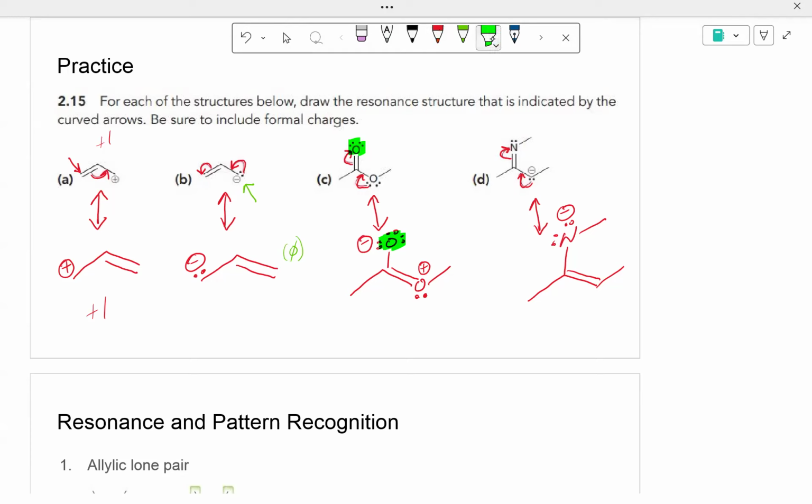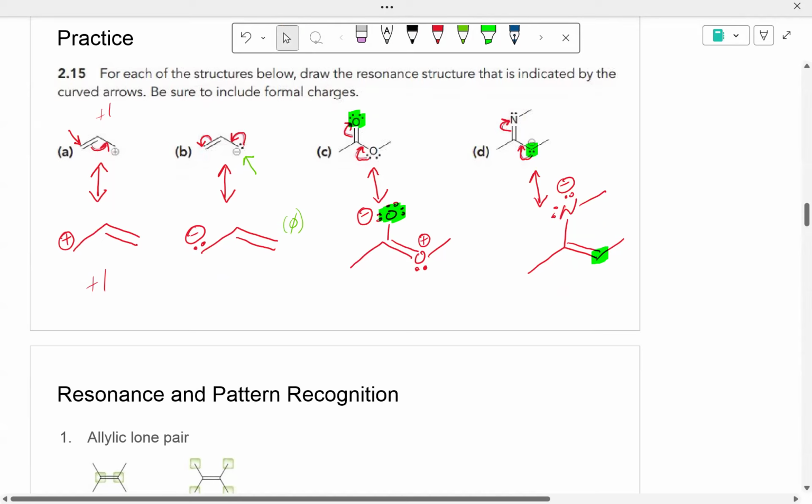Now, what should happen to this carbon? I'm going to highlight it here. That carbon started out with a formal charge of -1. It lost a lone pair, or it gave up a lone pair, I should say, to form a pi bond. So now its formal charge is 0. And again, if something has a formal charge of 0, you don't have to write 0 next to it.